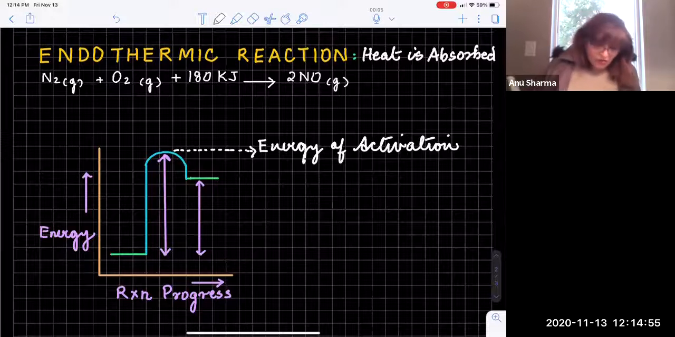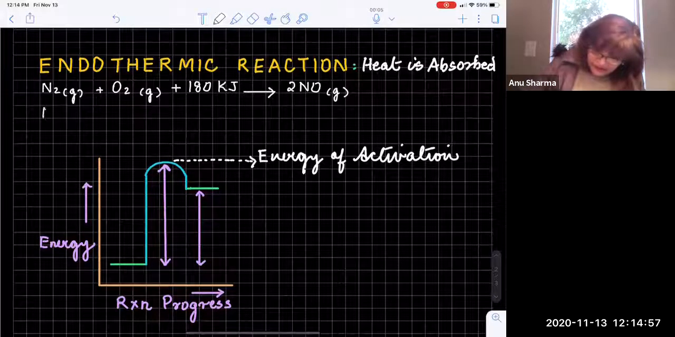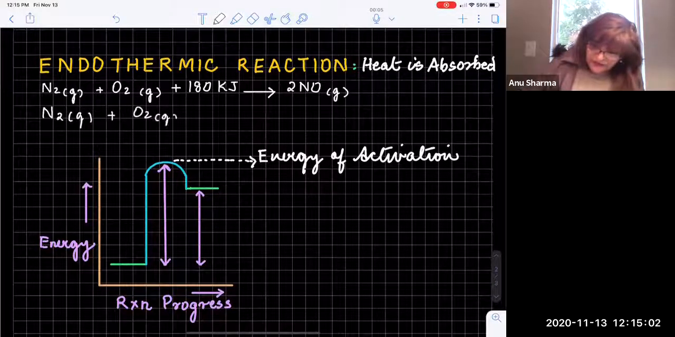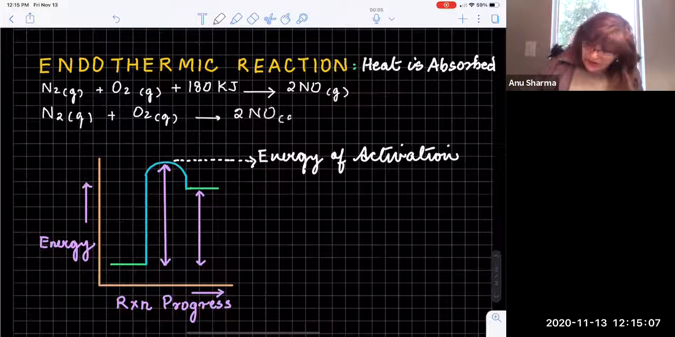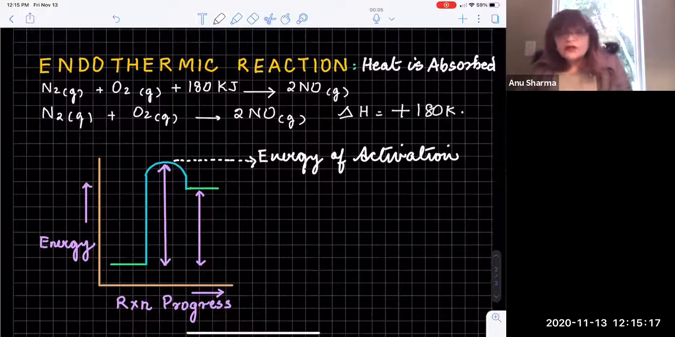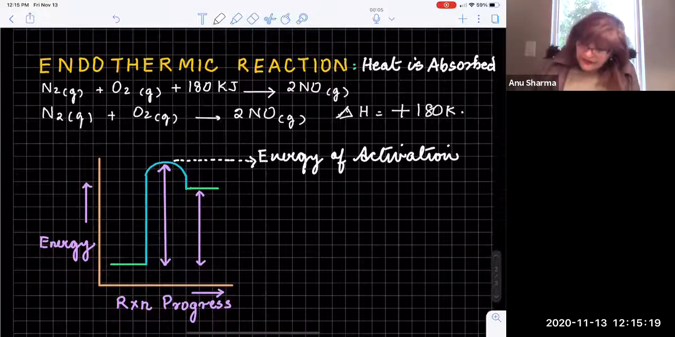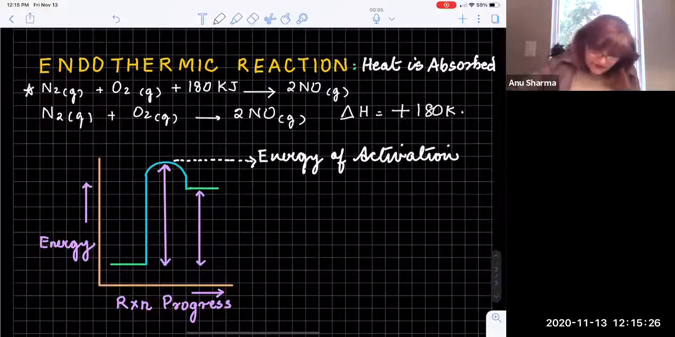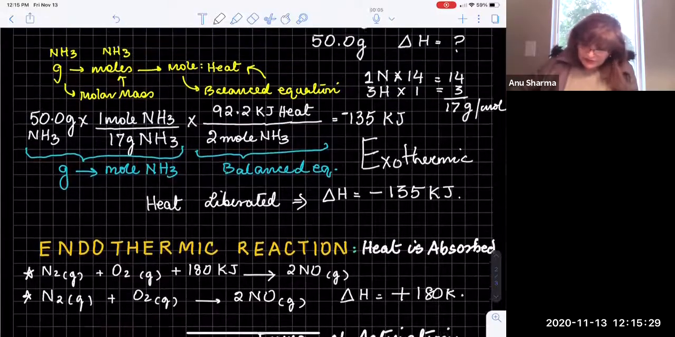Another way of writing this reaction is N2 as a gas reacting with O2 as a gas. This gives you 2 moles of nitric oxide as a gas, and the value of delta H in this case is going to be positive 180 kilojoules. So just pay attention to the 2 ways of writing this. Let me write this nicely. So these are the 2 ways of writing the same reaction, same as the case here.